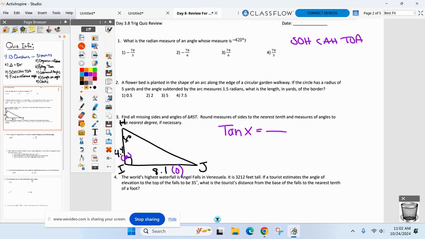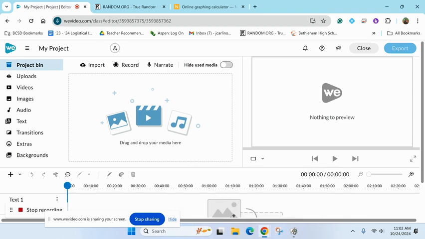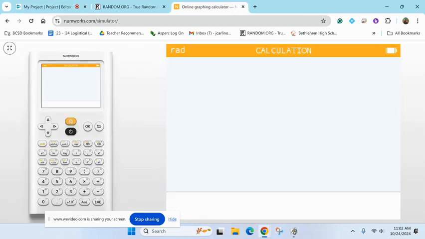Opposite over adjacent. So what was opposite? 8.1 over 4.4. What are you finding for me? Is this an angle or a side? Angle. I stress that because this is the only time on the calculator you use the shift button, when you find an angle using sine, cosine, and tangent.